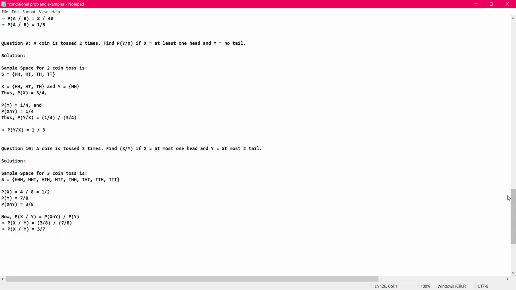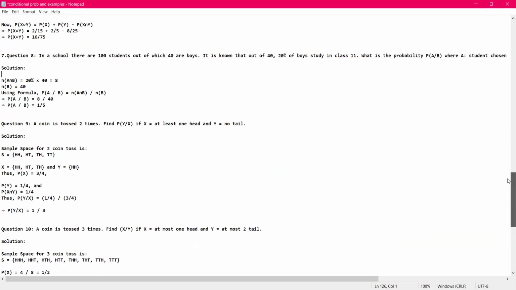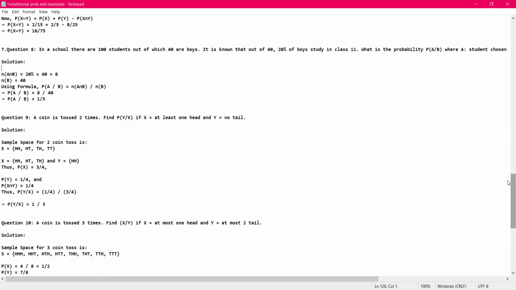Next example. In a school, there are 100 students, out of which 40 are boys. So suppose there is a school with 100 students. Out of 100 students, 40 are boys, which means the remaining 60 are girls. It is also known that 20% of the 40 boys study in class 11. So they are asking us to find the probability of A given B.